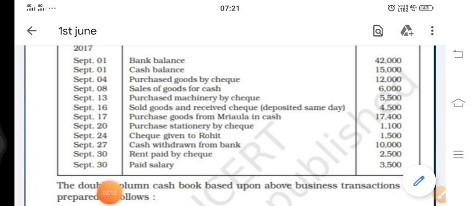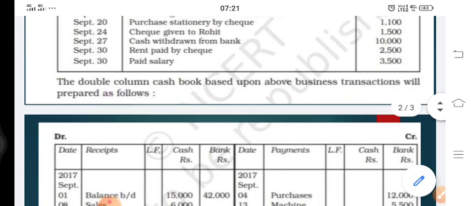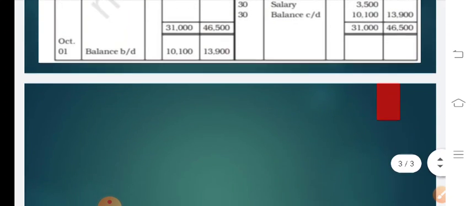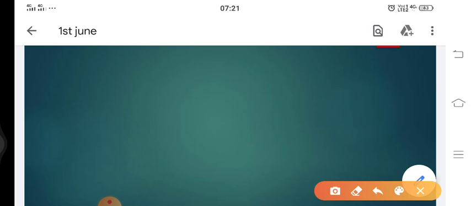Now the next point we have is purchased goods by check 12,000. So here what is happening? We purchased goods. Now as you all can see, since we have purchased goods, it is definitely a payment, and payment has to be recorded on which side? Credit side of cash book.